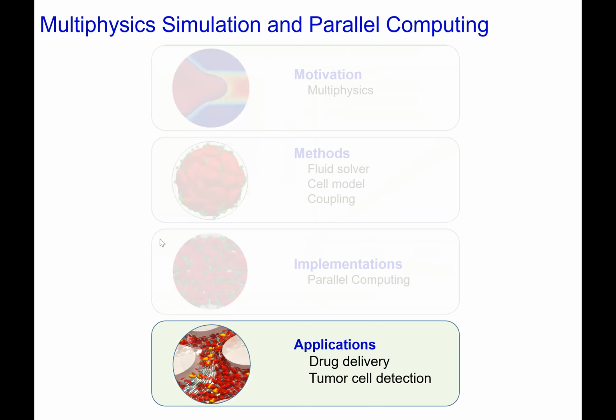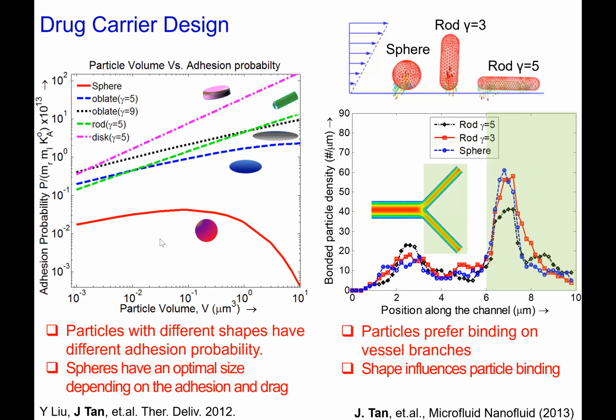Okay, so I have shown all those methods in terms of developing such a powerful computational platform. And now I want to show you two applications. The first one is drug delivery. Previously, we showed that through the design of the drug carrier, for example, the size or the shape, we can achieve different adhesion probability when those drug carriers stick to the vascular network surface. That adhesion distribution also depends on the geometry of blood vessel shapes.